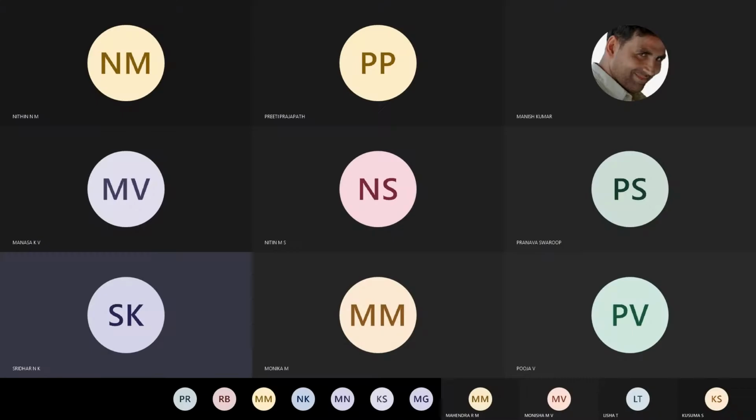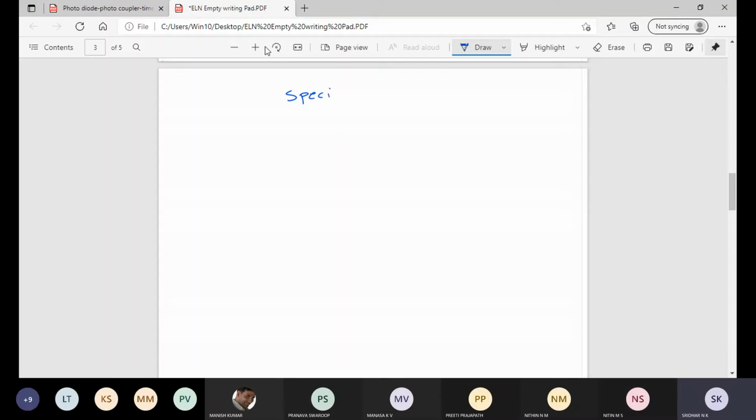Special diodes. Special diodes means it is an application of diodes. You already learned what is forward bias, what is reverse bias, all those things for a diode. So it is an application of diodes. The special diodes come under the category of applications of diodes.